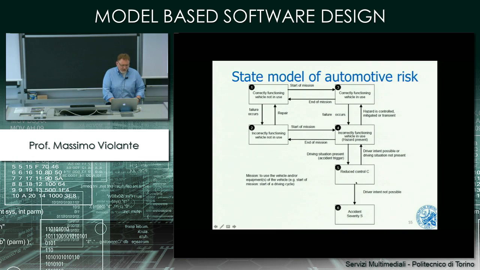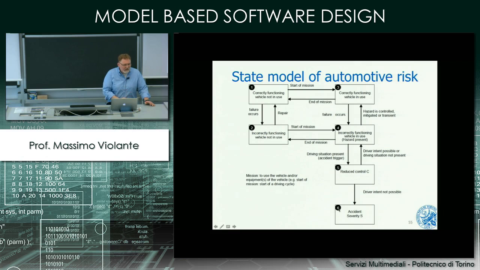The last step is this one, moving from reduced control to impossibility to implement the driver intention. This is the case where you have the incident. If the incident happens, we could have severity. So we have harm, somebody can be very badly harmed or not. It depends on the driving scenario. So this is state 6, the state we want to avoid.